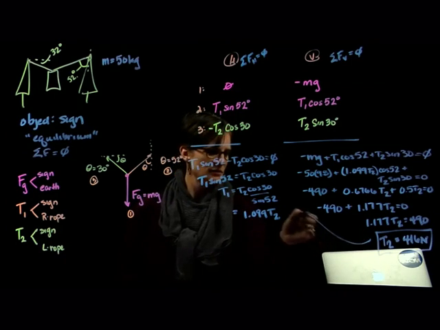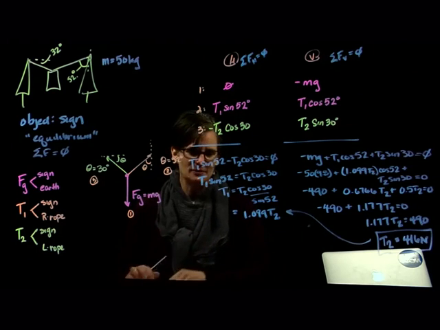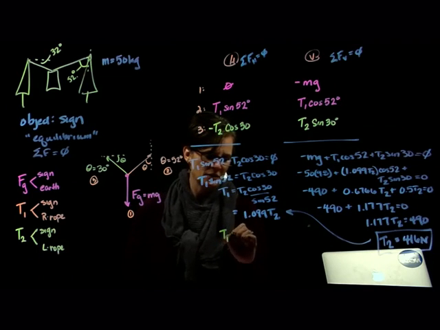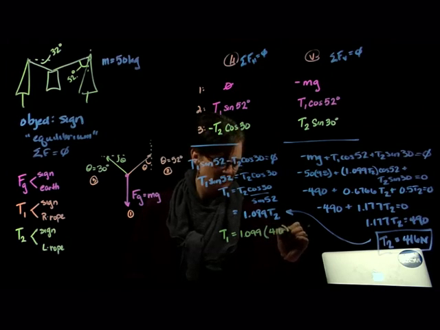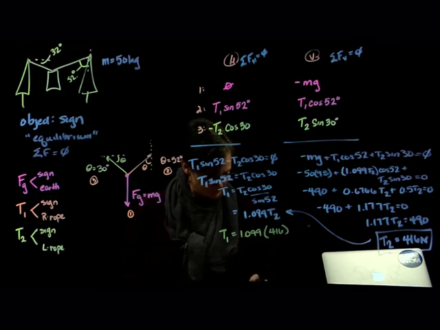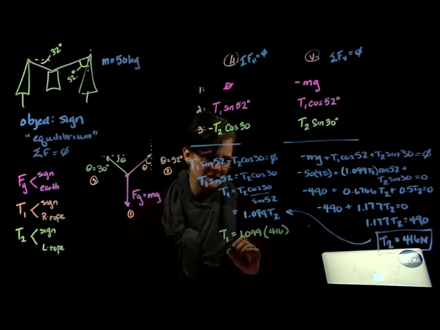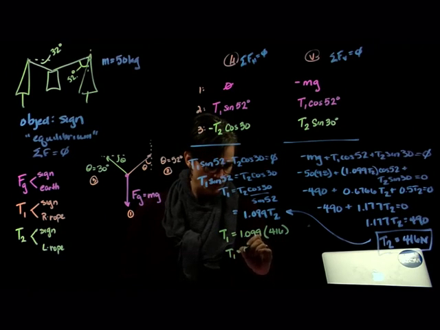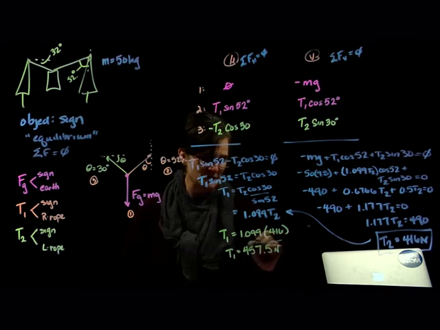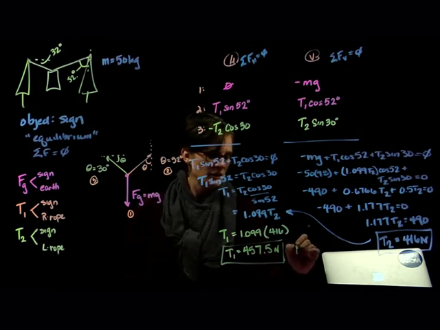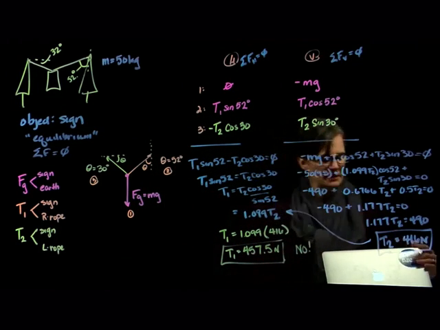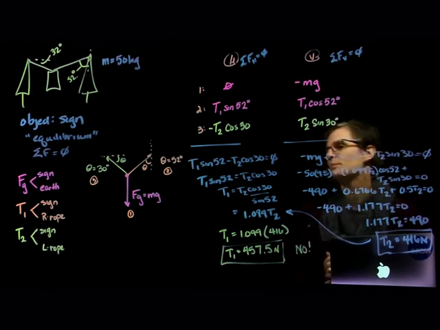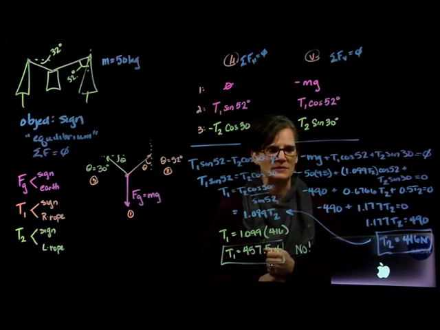So let's use that to plug in to my relationship for T1. So T1 is 1.099 times 416. T1 is equal to 457.5 newtons. No, it's not strong enough if the rope, let me just double check that, if the rope has a breaking strength of 450 newtons.